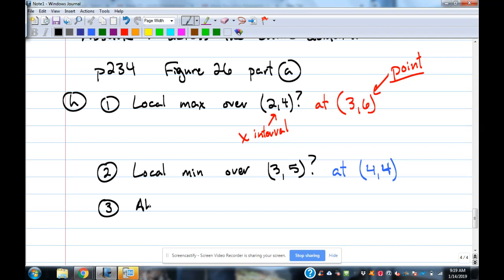All right, where's the absolute max? And the absolute max, absolute min on that picture. Still figure 26, part A. Just looking at the A. The absolute max is at 3, 6.